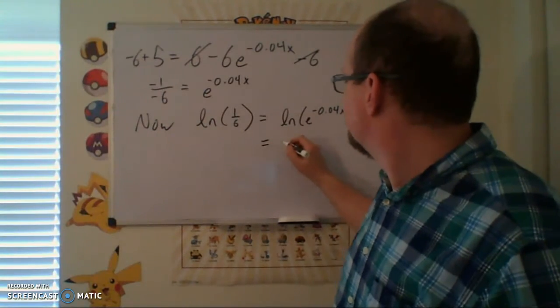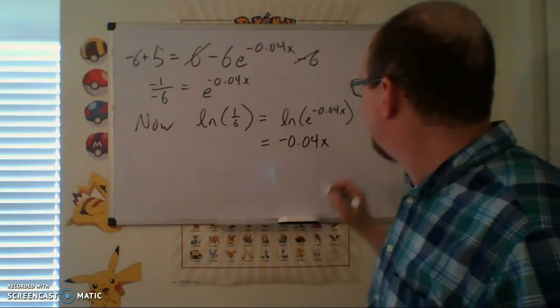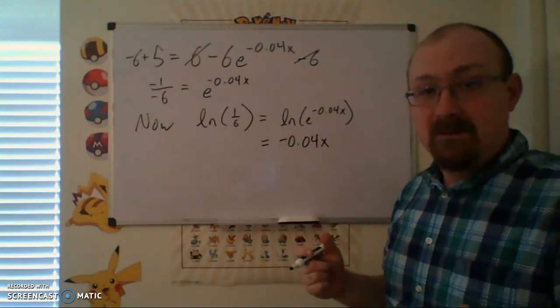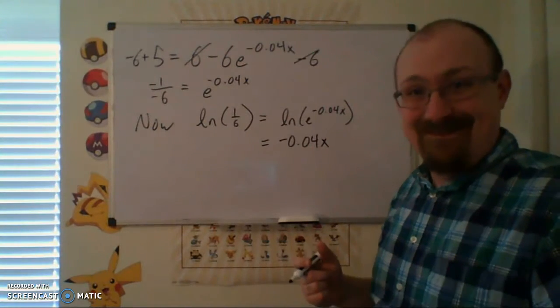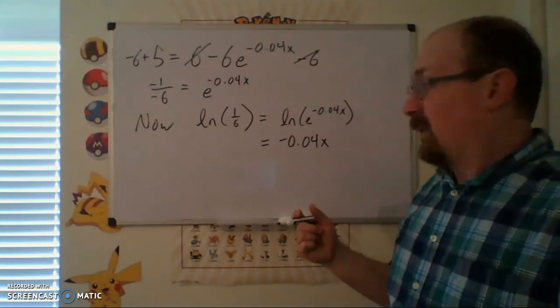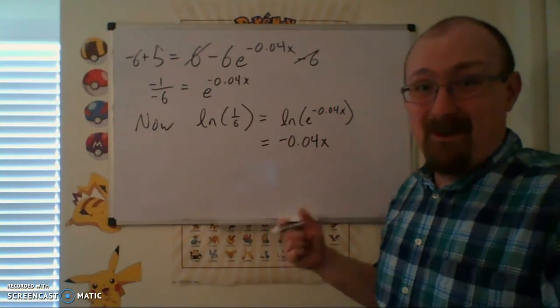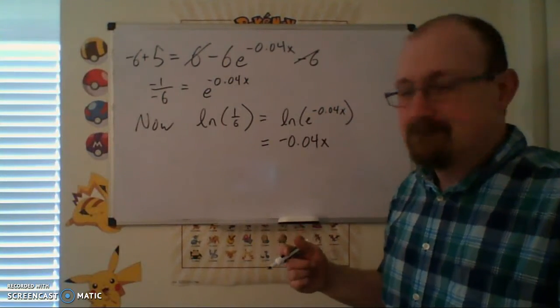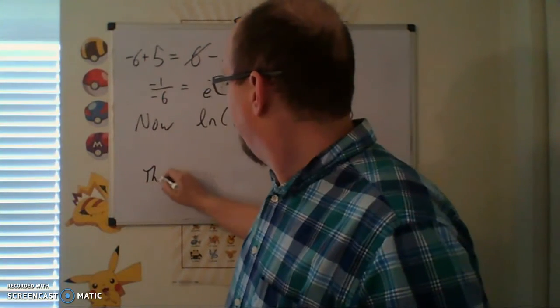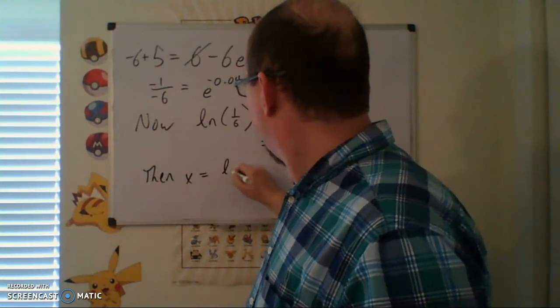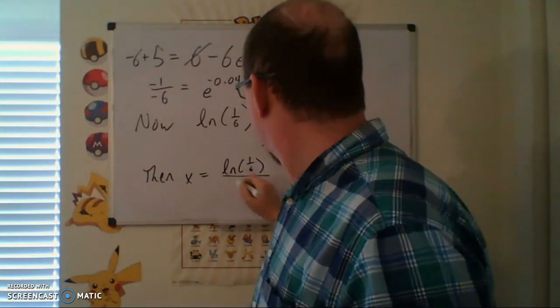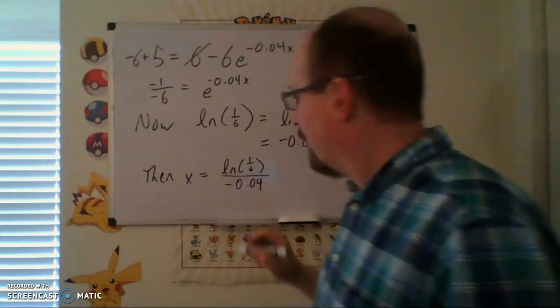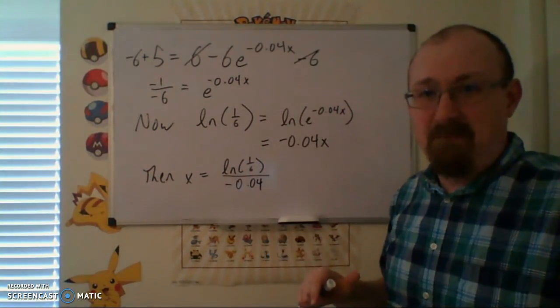So all we're left with is the juicy -0.04x that was in the exponent. So we've just about got x by itself already. We don't have to do any more fancy maneuvering. So just divide both sides by -0.04.